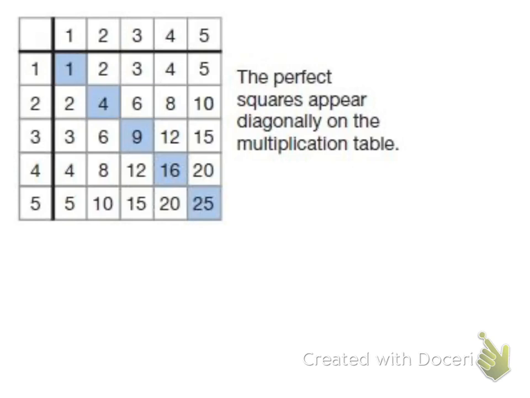So here I've got part of my multiplication table. And the perfect squares are always shown as shaded in a diagonal line. So if I asked you what the square root of 1 is, you would tell me it was 1. The square root of 4 is 2. The square root of 9 is 3. The square root of 16 is 4. And the square root of 25 is 5.